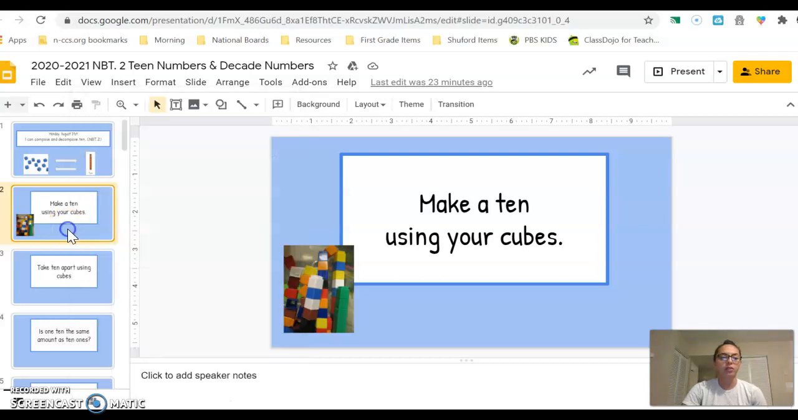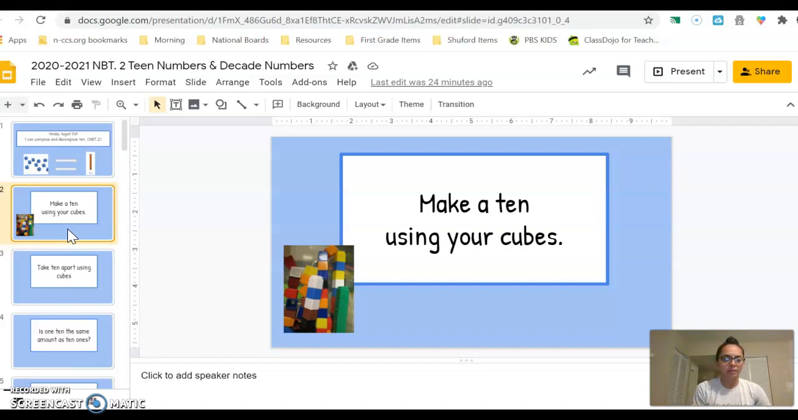What I want you to do is to grab your Unifix cubes. Okay, go ahead and go grab your Unifix cubes. If you need to pause it, go ahead. All right, now that we're back, we all have our Unifix cubes. I'm going to show you how we are going to make 10.